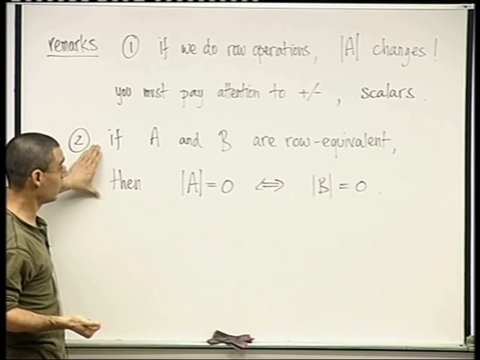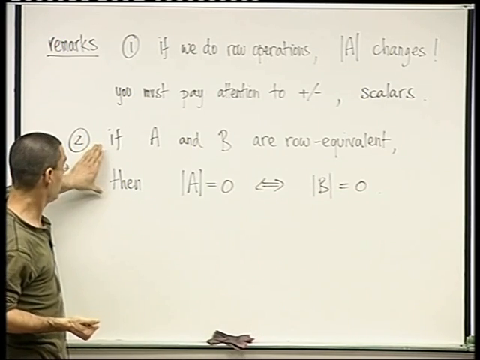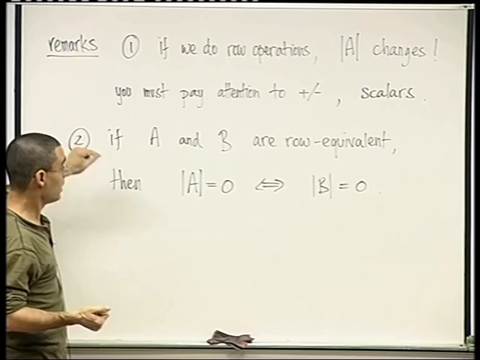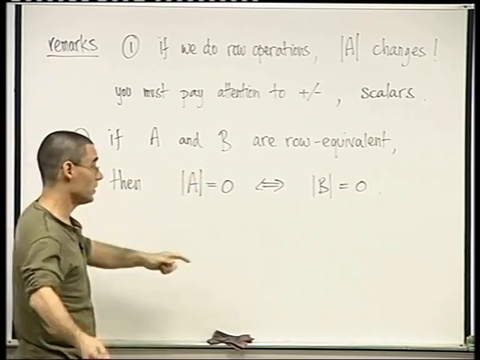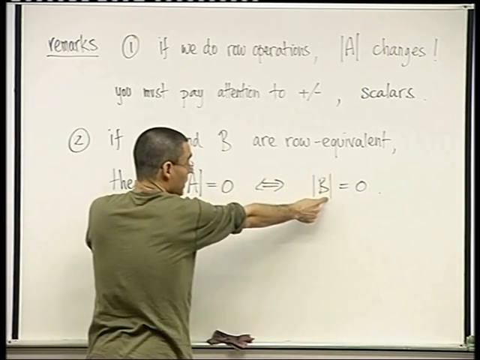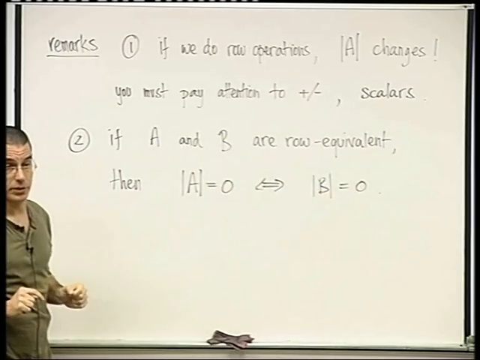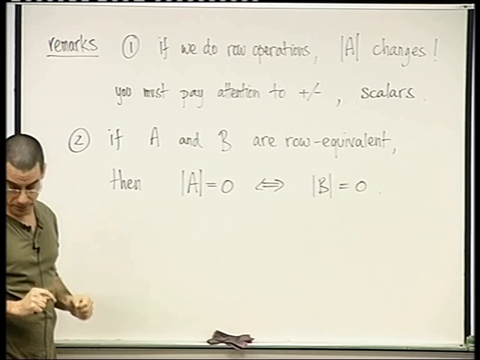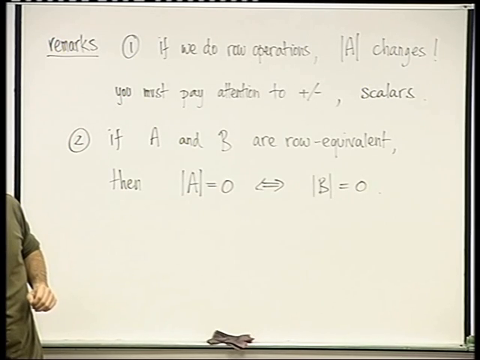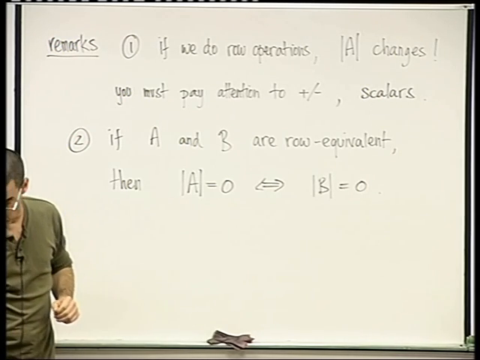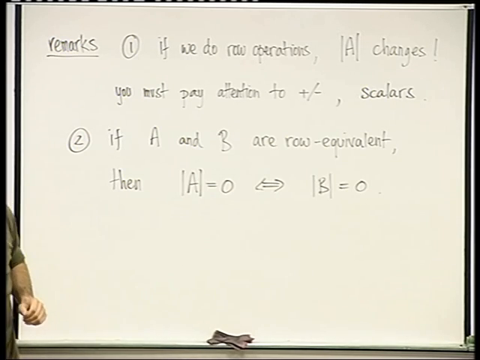I would actually call it a theorem, but I wrote it as just a remark. Two row equivalent matrices do not have the same determinant. But if one is 0, then so is the other. Okay? Good? So we'll stop at this point.